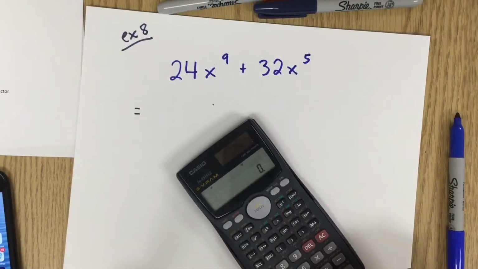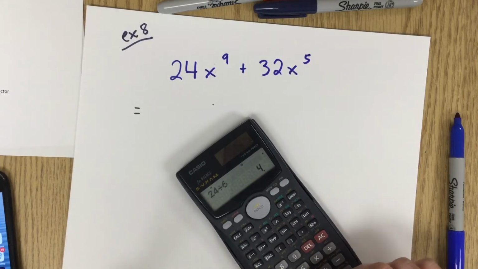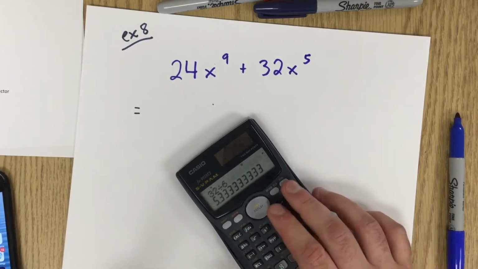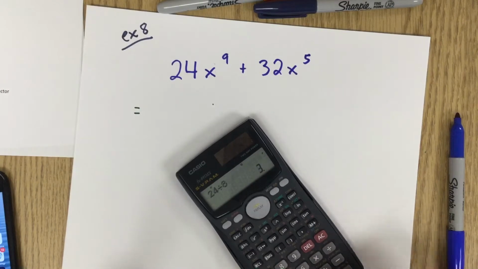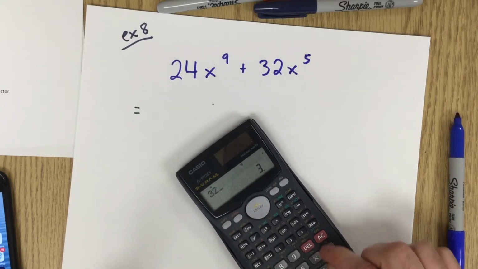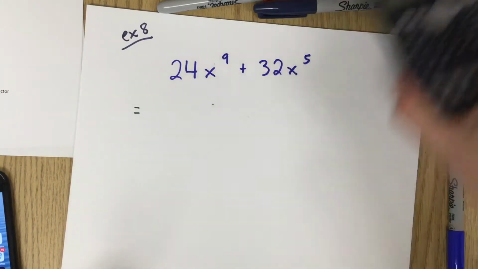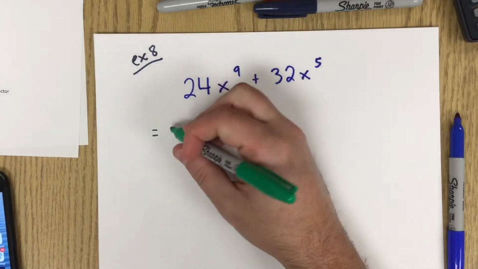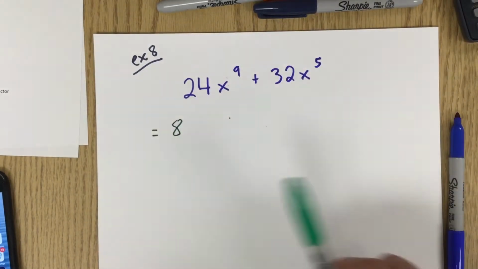So does 6 go into both of them? 24 divided by 6, ooh, 32 divided by 6, nope, that doesn't work. 8. 24 divided by 8, yeah, that's nice. 32 divided by 8, also nice. I think it's a pretty good one. We'll go for 8.